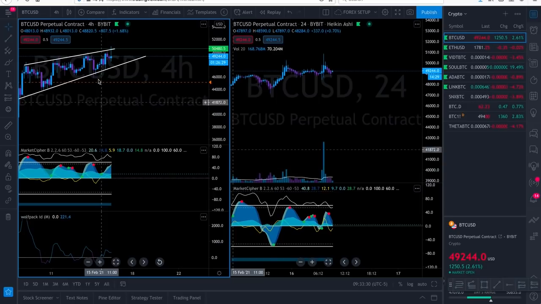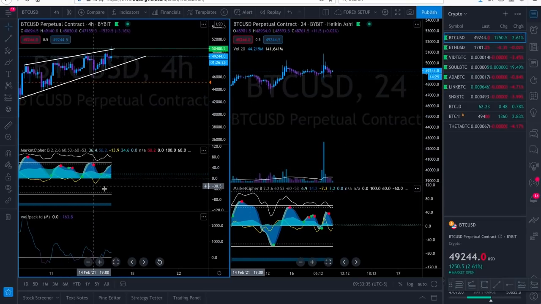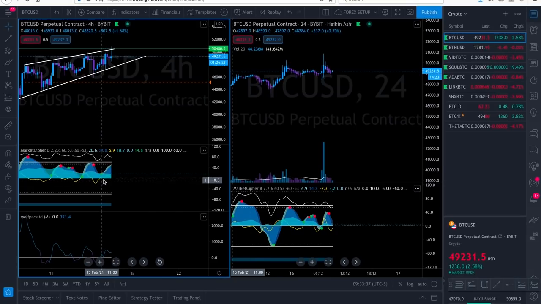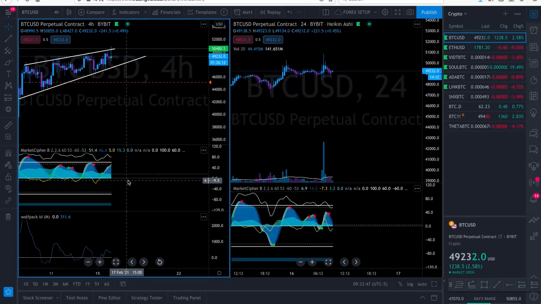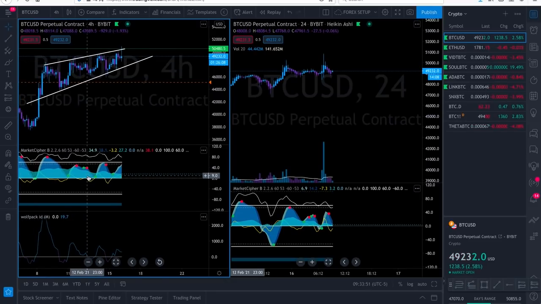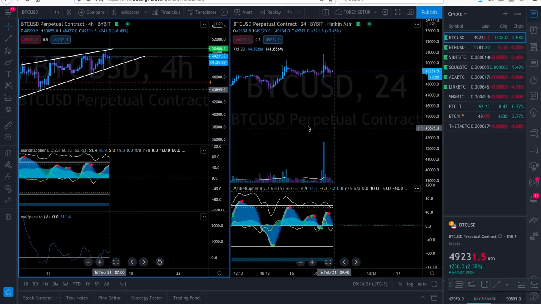But the first thing I do is I come over to the 4-hour. I say, okay, what is Market Cipher B telling me? Right now, it's telling me we're in an uptrend. It's also telling me it looks like we're nearing the end of this uptrend. We might be heading down into a bearish retracement. The money flow index, it looks like it's in the green, but it also looks like it's starting to curve down a little bit into the red.